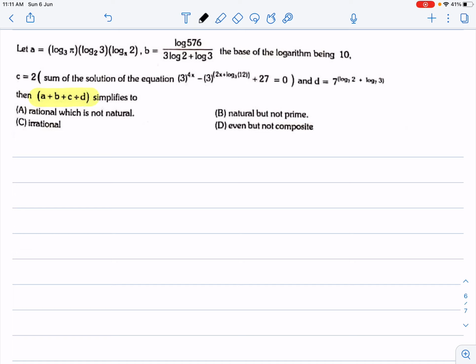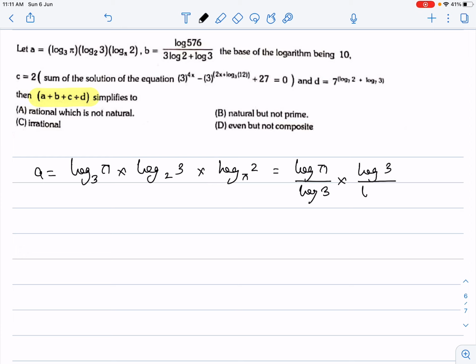So what is the value of a given over here? A is given to you as log pi base 3 multiplied by log 3 base 2 multiplied by log 2 base pi. Now guys, we'll apply the base changing formula. I'll be writing log pi by log 3 multiplied by log 3 by log 2 multiplied by log 2 by log pi. So log 2 and log 2, log pi and log pi, log 3 and log 3 will be getting cancelled. So finally we'll get the value of a is equal to 1 over here.